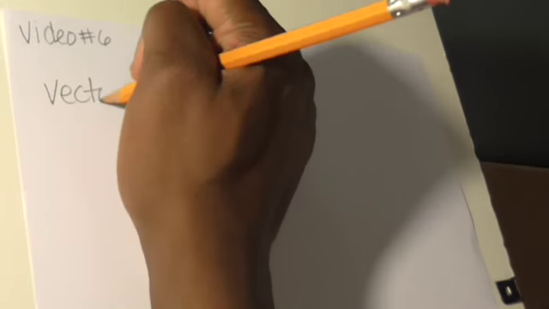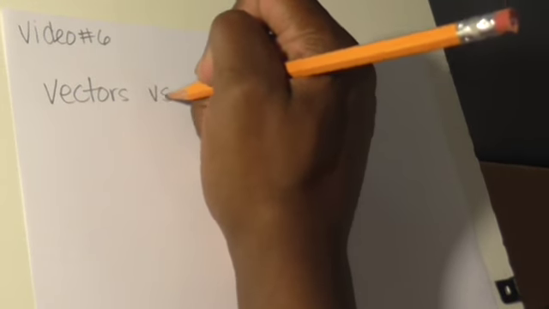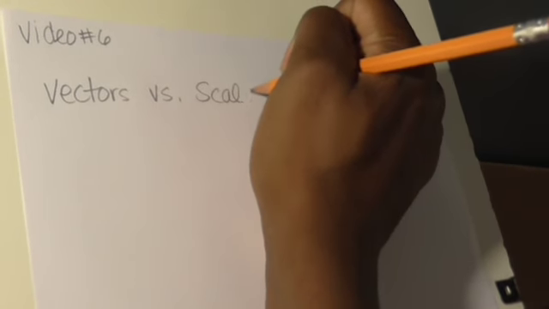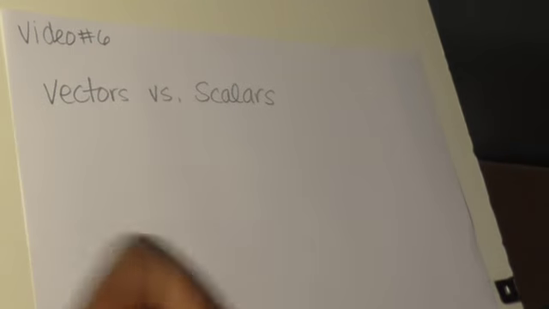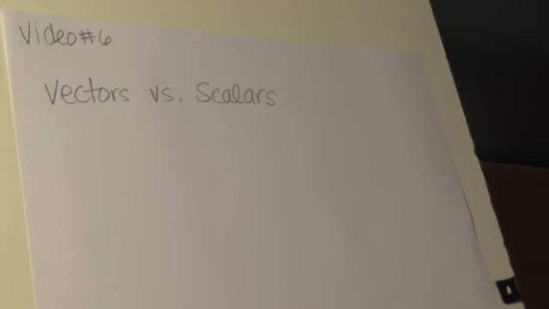So this is video 6. And we have a couple of new terms that need to come up. So the first one is this idea of vectors versus scalars. Now, I am not going to write down both definitions because number one, I believe they're in your text. Two, I want you to learn how to listen and hear a definition.